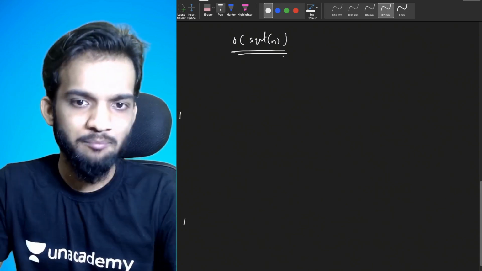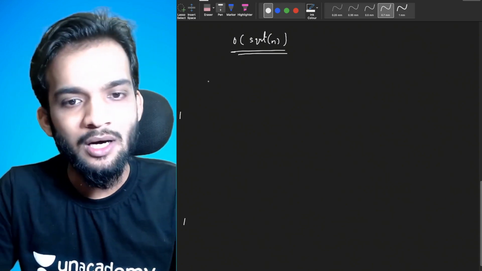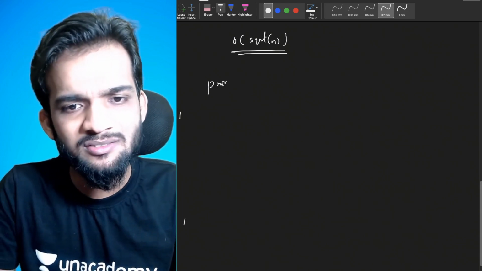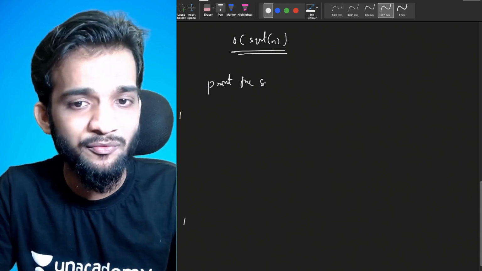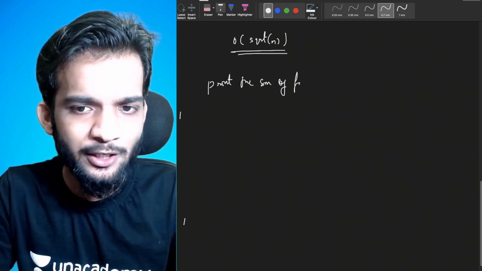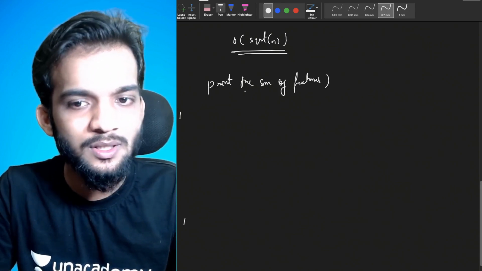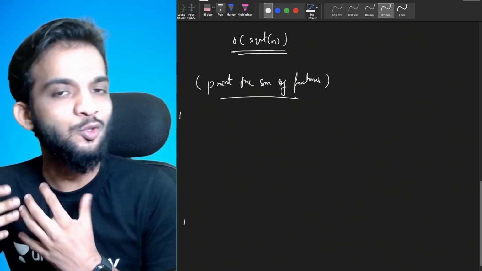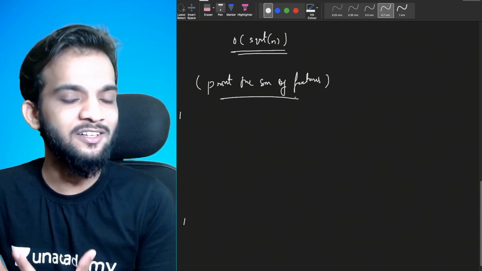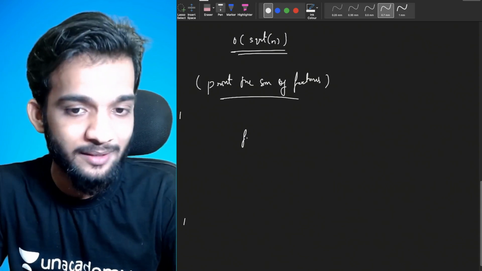What if I ask you to count or print the sum of the divisors, or the sum of factors? Can you do that now? Can you people do this question? Print the sum of factors. You'll be like, yes, we can do that. How will you do that?